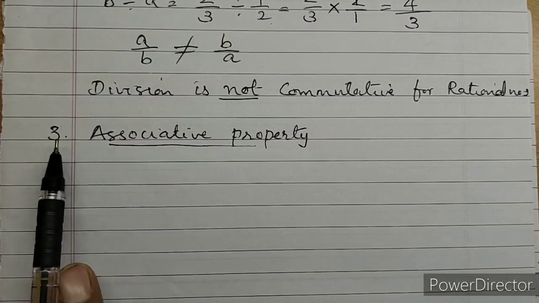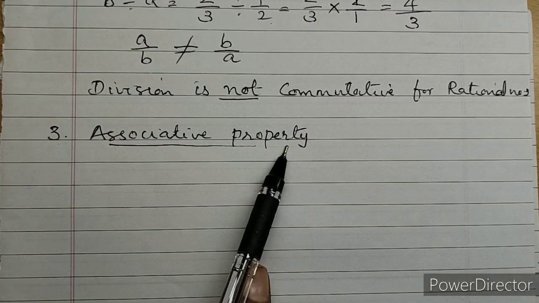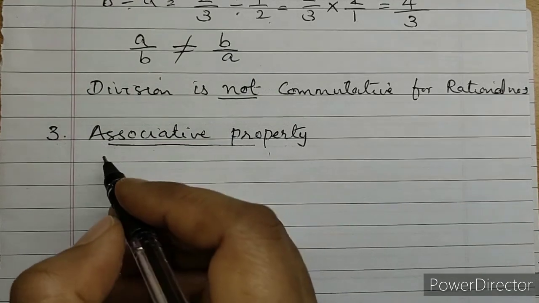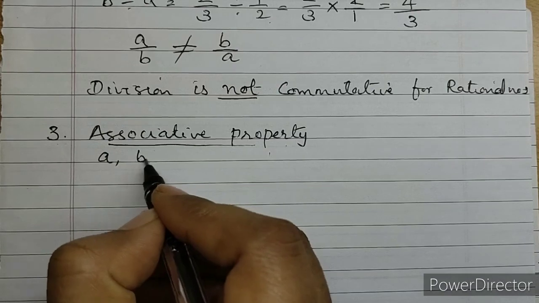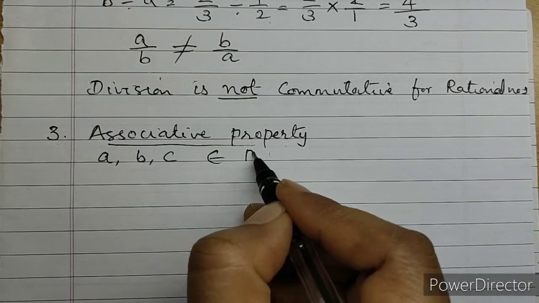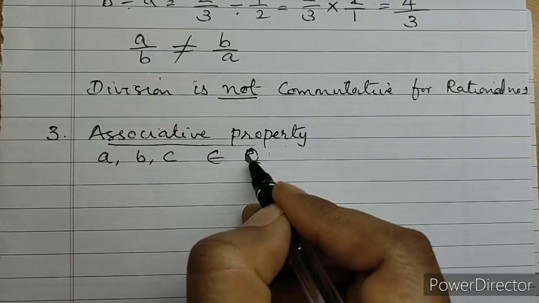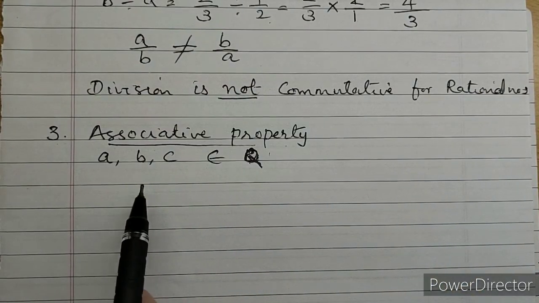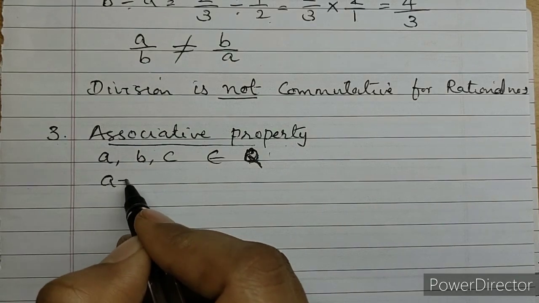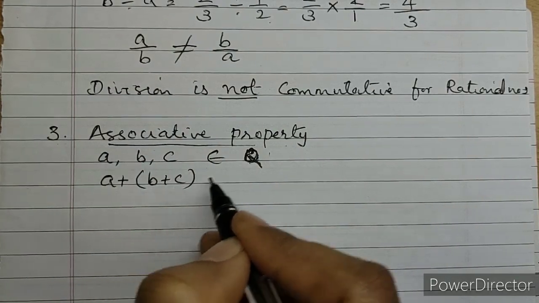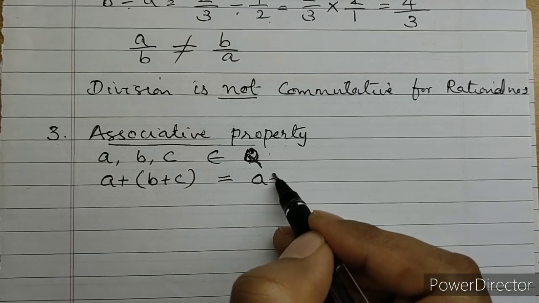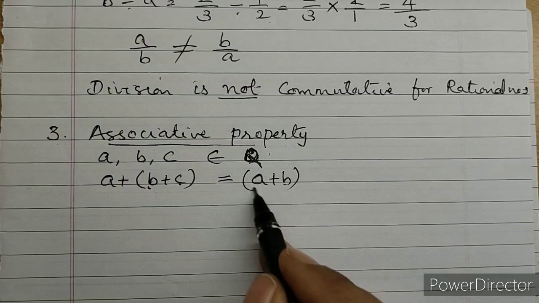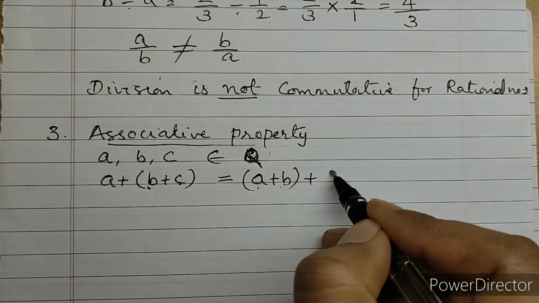Next property is, third property, associative property. Associative property is bracket change. So 3 rational numbers you have to take. Let a, b, c are 3 rational numbers, belongs to Q rational numbers. Then a plus b plus c is equal to a plus b plus c. See the bracket change. Here inside the bracket is b and c. Here inside the bracket a and b.